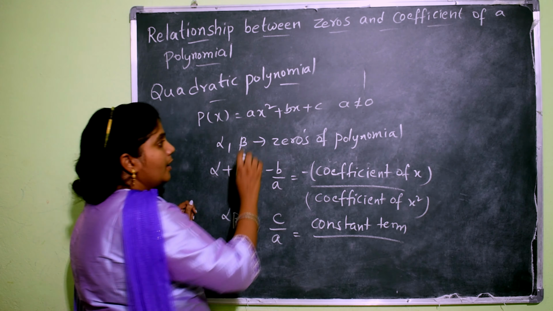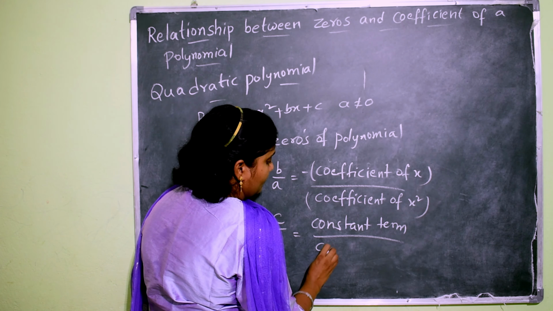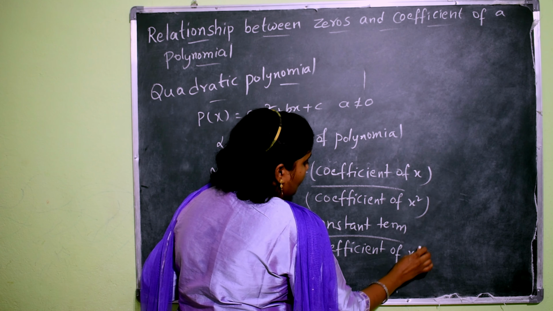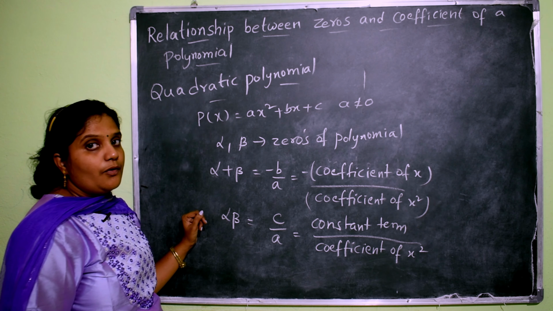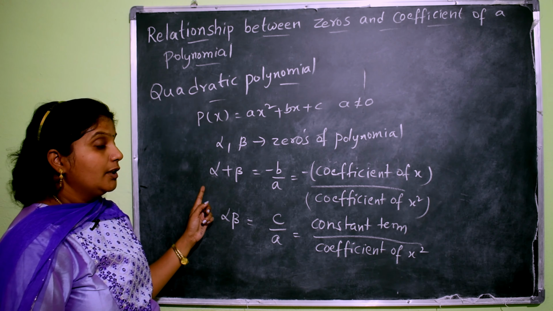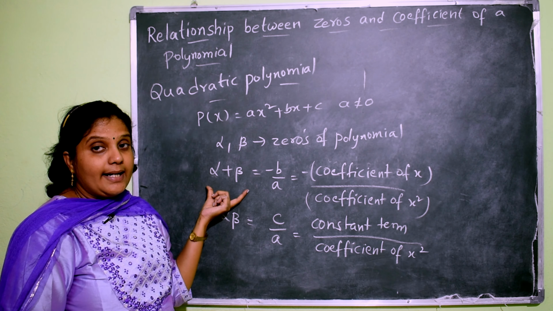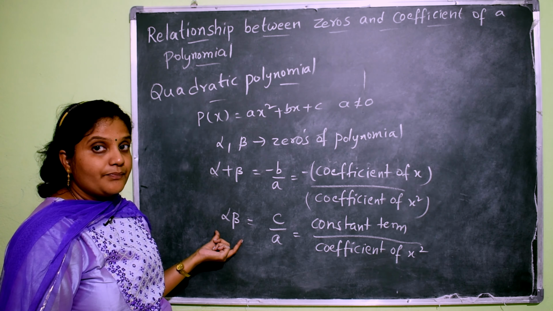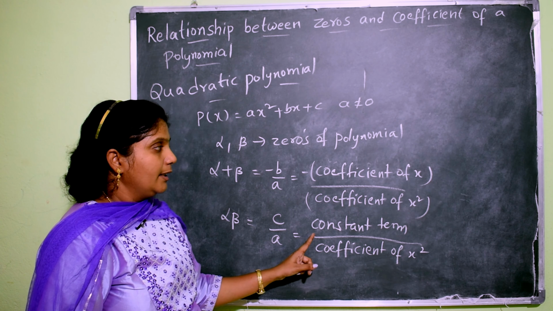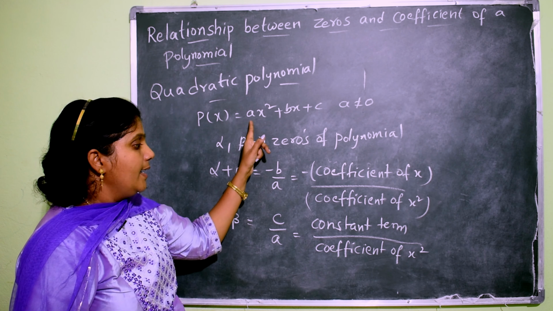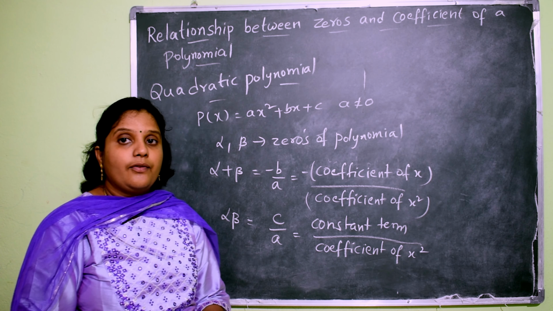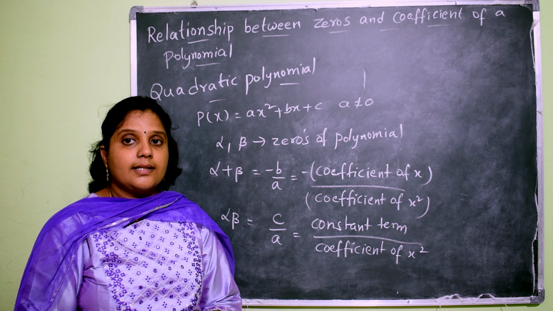What is a here? Coefficient of x square. So now we have learned how to calculate the sum of the roots and product of the roots. So sum of the roots is nothing but sum of the zeros. We are adding the zeros here. Product of the zeros. So minus b by a. Here c by a. C by a is nothing but c is constant term and a is coefficient of x square. Understood?